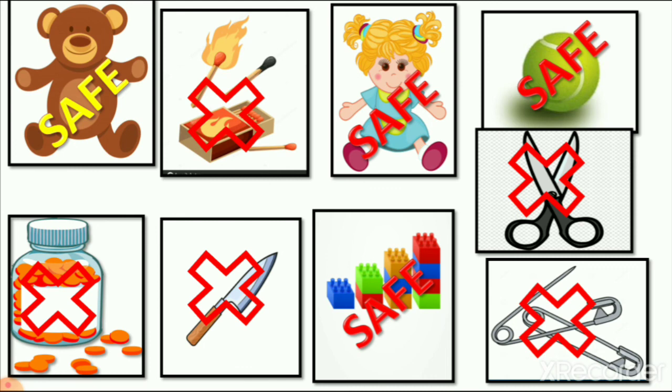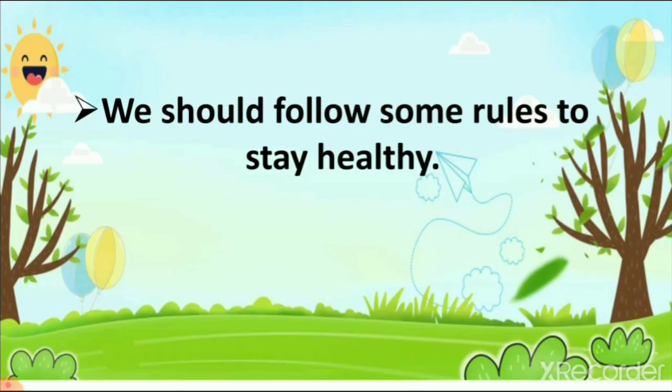So among all these things, some are safe for you and some are unsafe for you, right? So it is a safety rule. Some rules we follow at our home. It is a safety rule that we should not play with safety pin. Yes or no? Yes. So let's see what a safety rule is. We should follow some rules to stay healthy. Like we should not play with safety pin, yes or no? Yes. We should not touch knife. Yes, we should not touch knives.